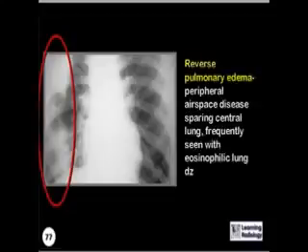This is reverse pulmonary edema, in which there is peripheral airspace disease that spares the central portion of the lung, frequently seen with eosinophilic lung disease, as in this patient with Loeffler syndrome. What sign is shown here?